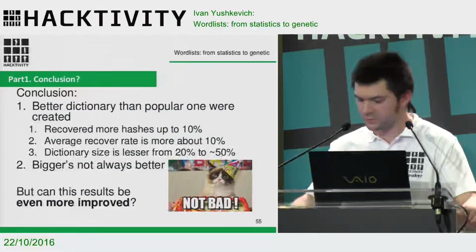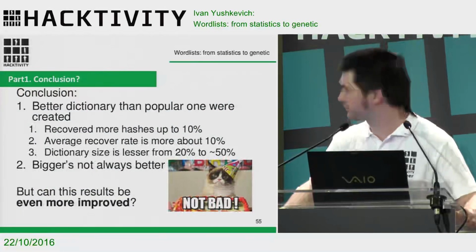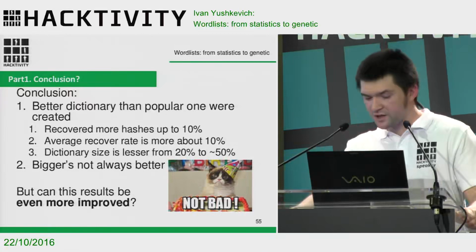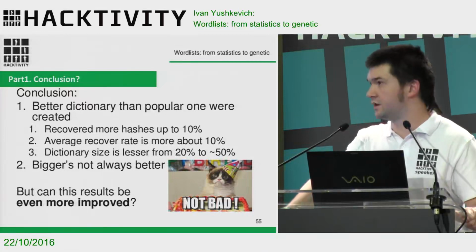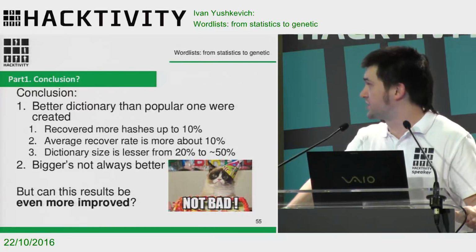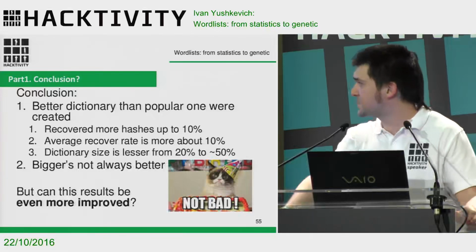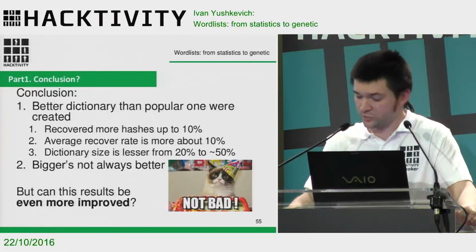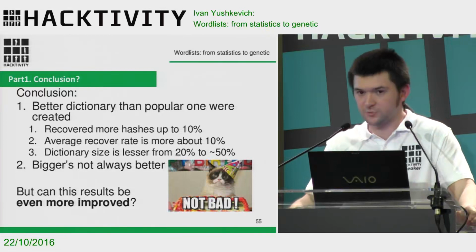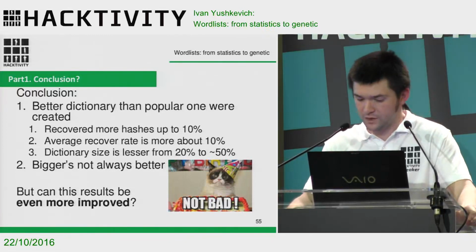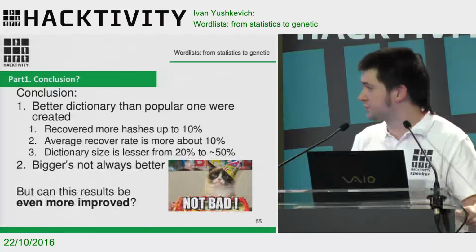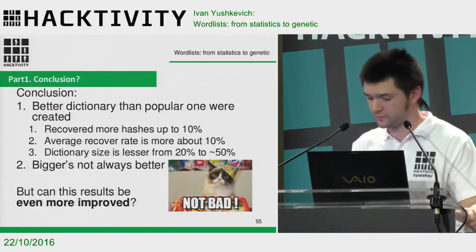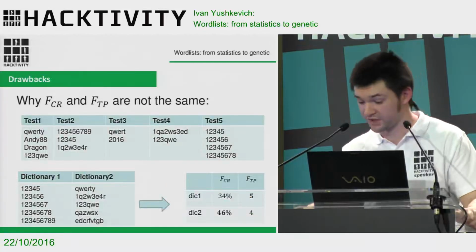So maybe some conclusions for part 1. Genetic algorithms allow us to create some better dictionaries even for 10%, and the dictionaries are always smaller. But there are some drawbacks. And also, can these results be improved? First of all, about the drawbacks.